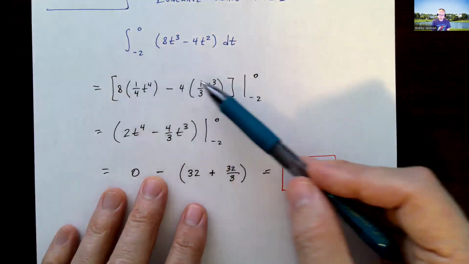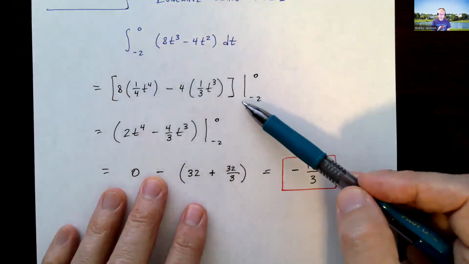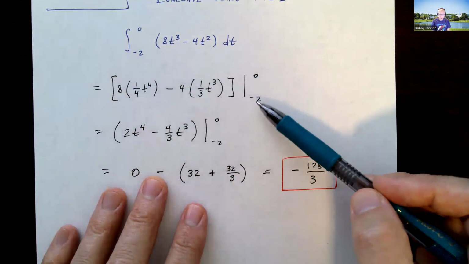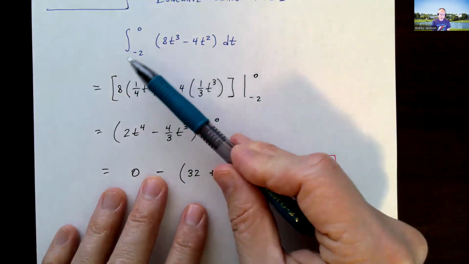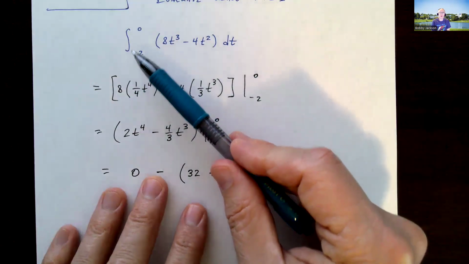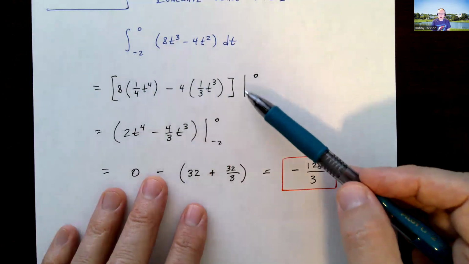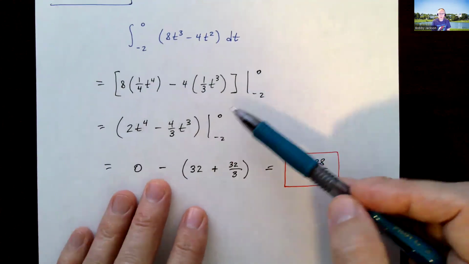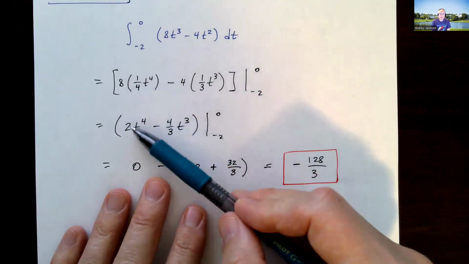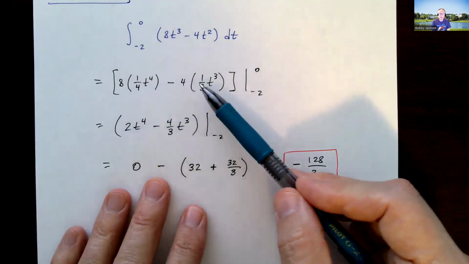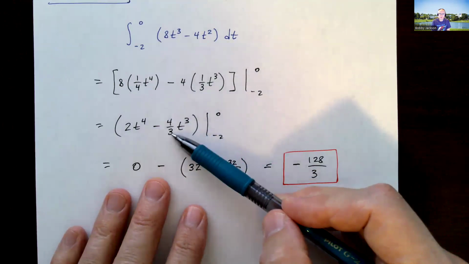And after you find the antiderivative, you want your evaluation bar, upper limit and lower limit there. So notice the difference after we integrate. Before we have the integral sign with the limits of integration. Now we have the evaluation bar after the expression. So just simplifying, 8 times a fourth is 2, and 4 times 1/3 is 4/3.